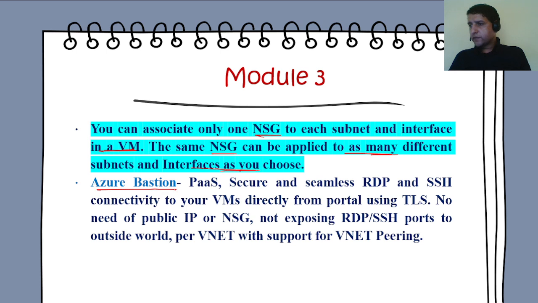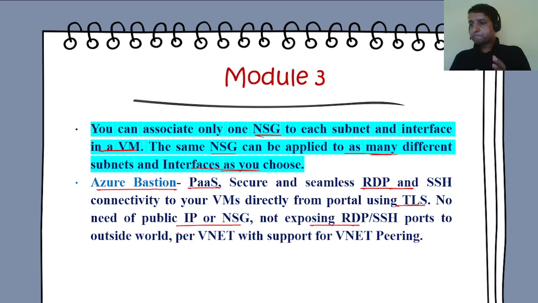What is Azure Bastion? This is platform as a service. This is secure and seamless RDP and SSH connectivity to your VMs directly from the portal using TLS. So yeah, there was a question based on the exact line. There was a scenario and there was an exact line. So no need of public IP or NSG, not exposing RDP SSH port to the outside world.